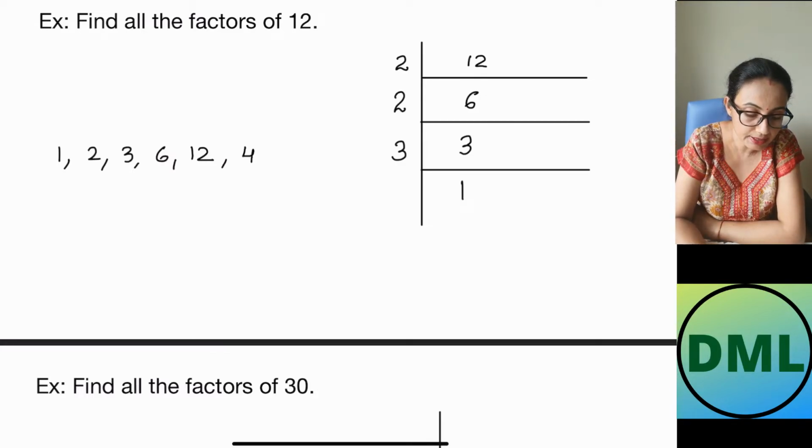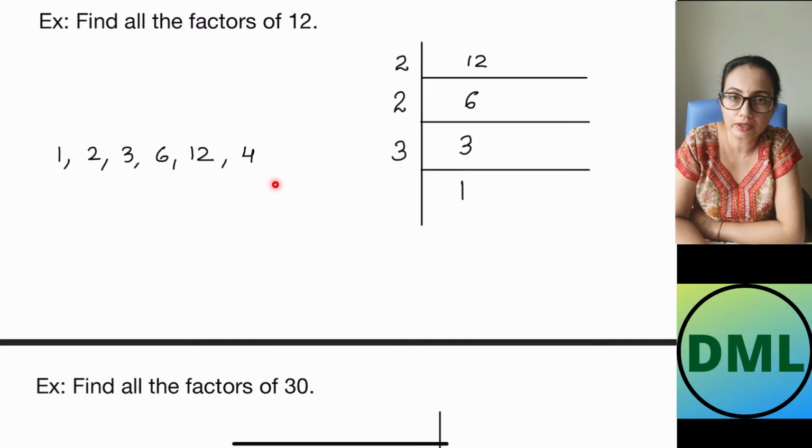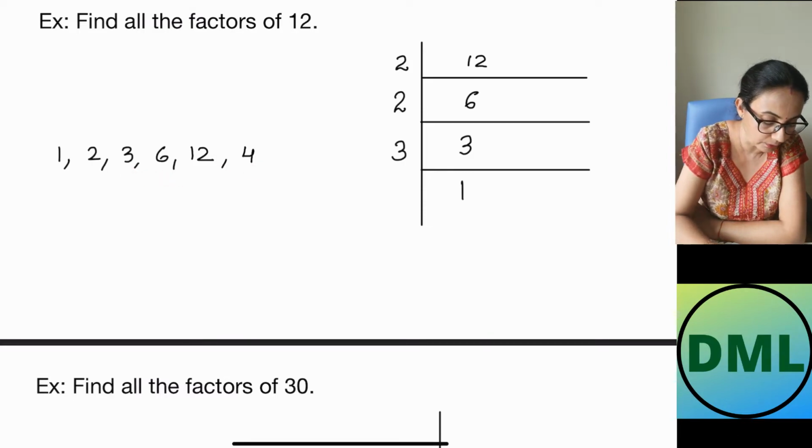But this is not the way you have to write down your answer. You have to write down your answer in increasing order. What does increasing order mean? This is written as after 3 it is 6, after 12 it is 4. This is not in increasing order. Let's write down in increasing order form.